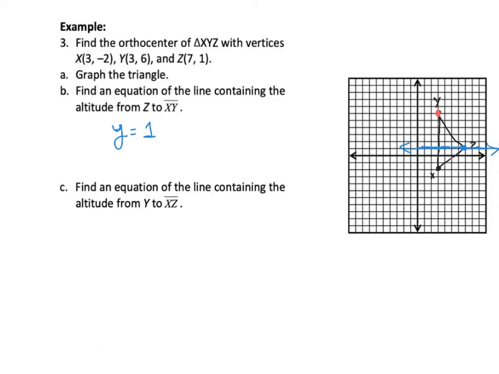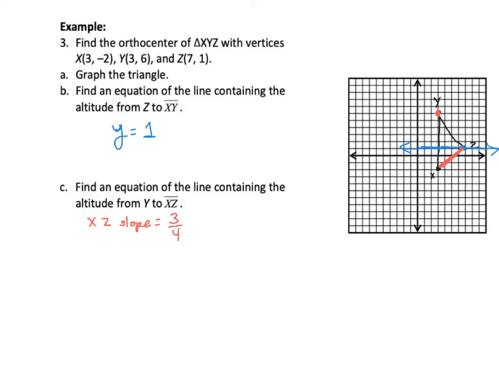Okay, so we're going from y to xz, so we're looking first for the slope of xz. Well, how do we find the slope of this line xz? Well, you can either use the slope formula or you can look at the picture. So it goes up 3 to the right 4. The slope of this line is 3/4.